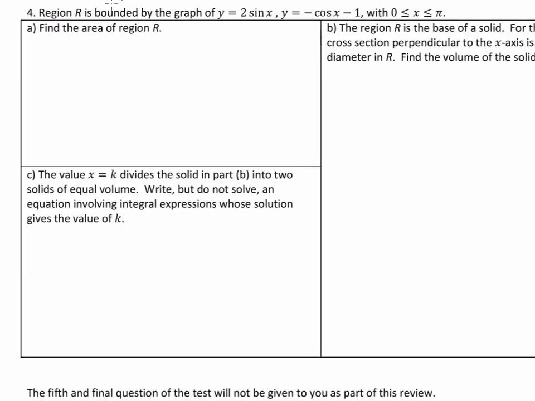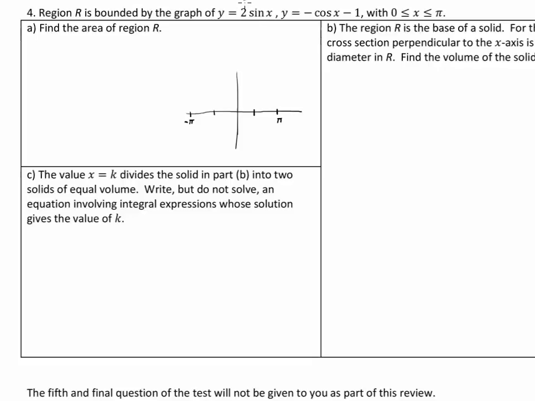Okay, problem number 4. Region R is bounded by the graph of y equals 2 sine of x and y equals negative cosine of x minus 1 between 0 and pi. So let's see what this looks like. If I had a graph, here we go. Doing trig functions, let's count by pi halves because that's nice. So that's pi halves, there's pi, there's negative pi halves, there's negative pi.